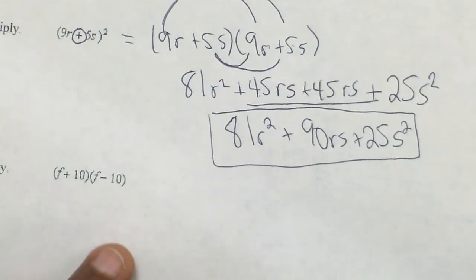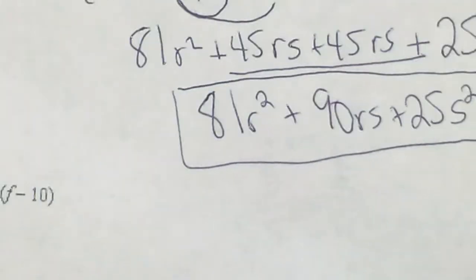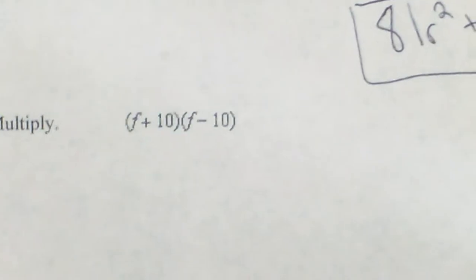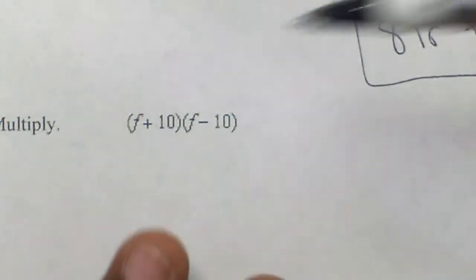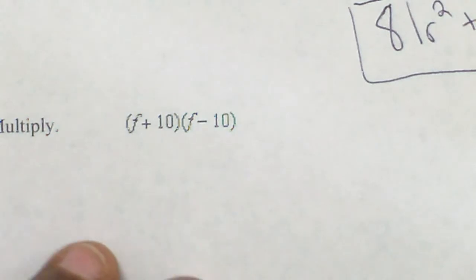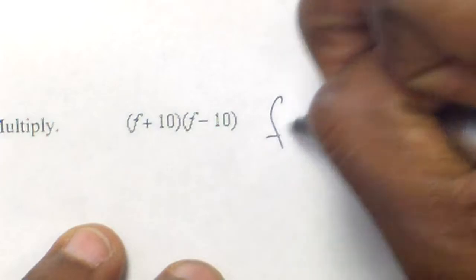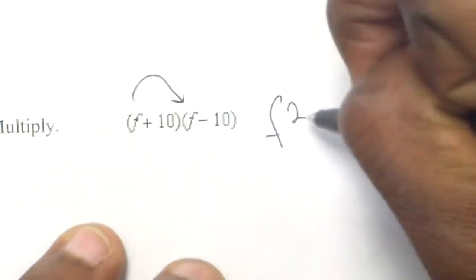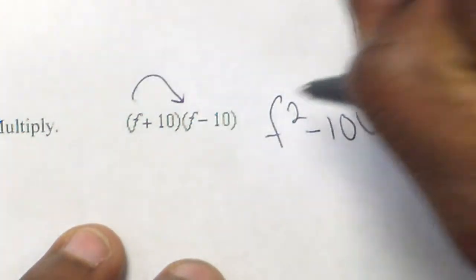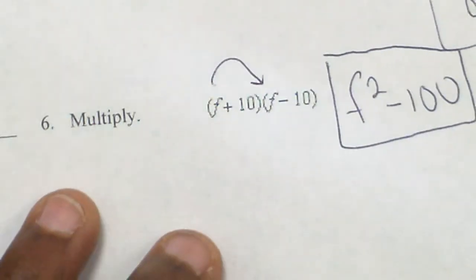The next one, number 6, f plus 10, f minus 10. This is a difference of squares because if you notice, the parentheses are almost identical, except one is positive, one is negative. So we know when we multiply, that middle term is going to cancel. So you're really only multiplying f squared, the first term, and the last term, which is negative 100. If you do not understand the shortcut, let us do the long way.